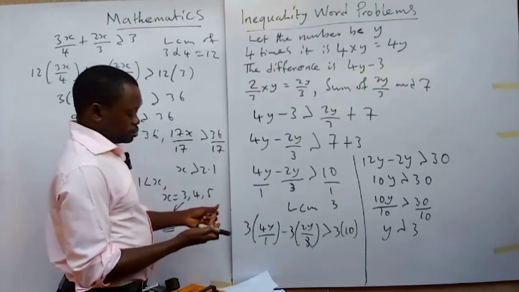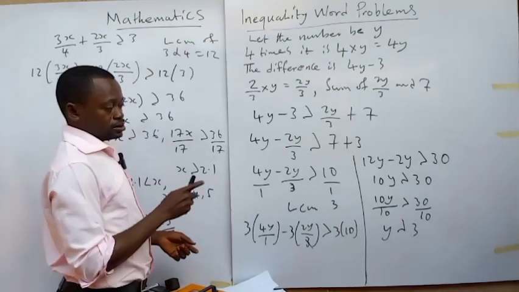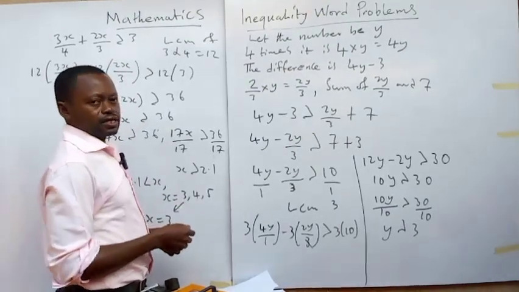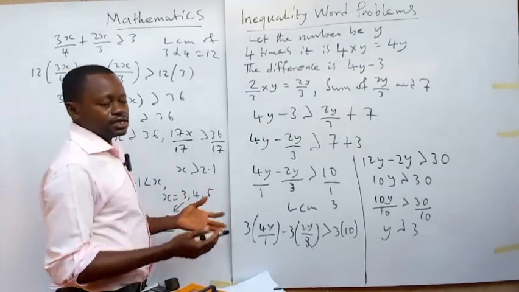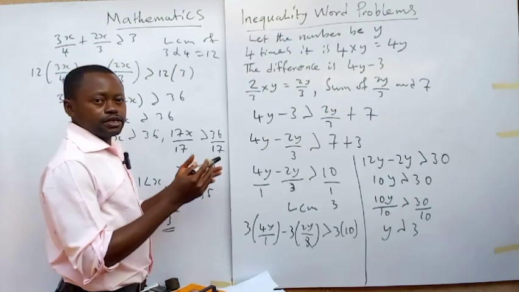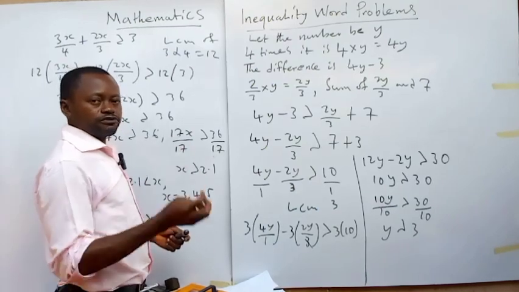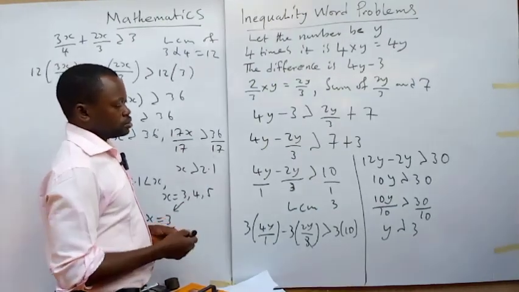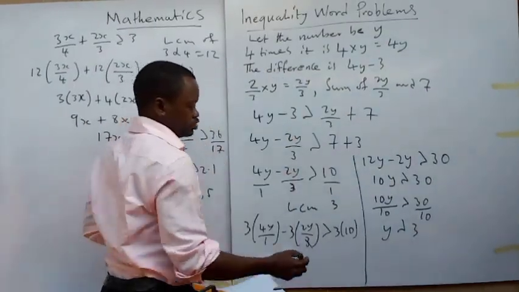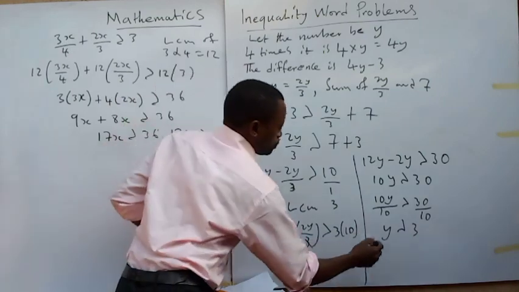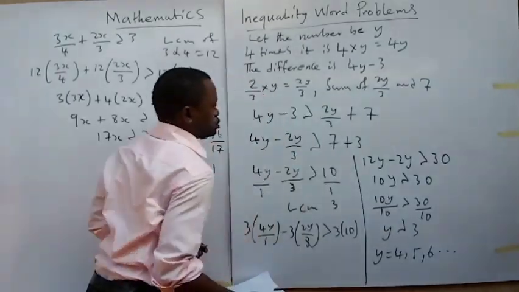And what are they asking us? They are asking us to find the range of values that satisfy that inequality. If y is greater than 3, what are the possible values of y? You can see that the possible values of y will be either 4, 5, 6, and so on and so forth. It can never be 3, can never be included in that range. So we can say y is equal to 4, 5, 6, and so on and so forth.